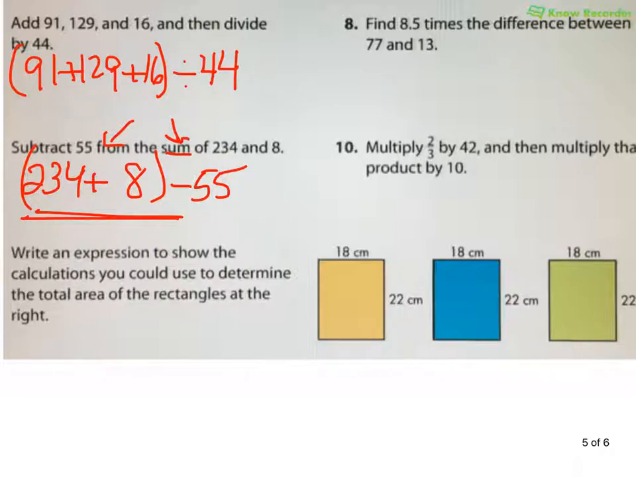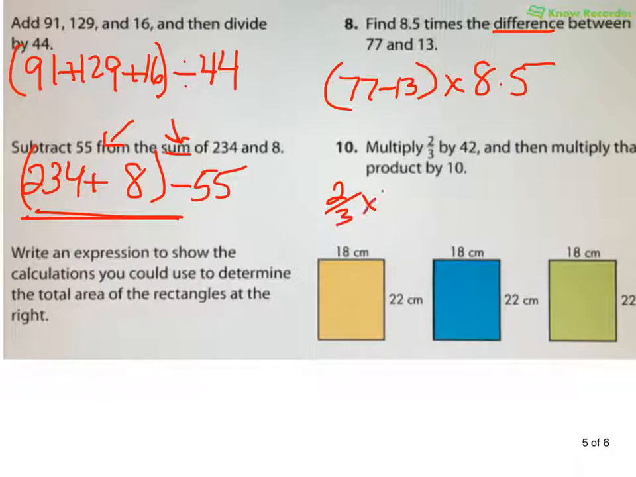Find 8.5 times the difference, that's subtraction, between 77 and 13. The difference of 77 and 13 times 8.5. And then the final one up here: multiply 2/3 by 42, and then multiply that by 10. Even though you don't need parentheses, stick them down.